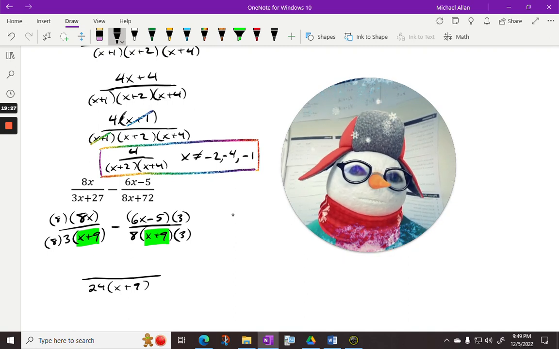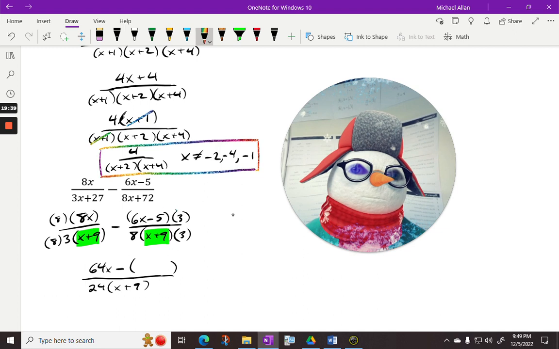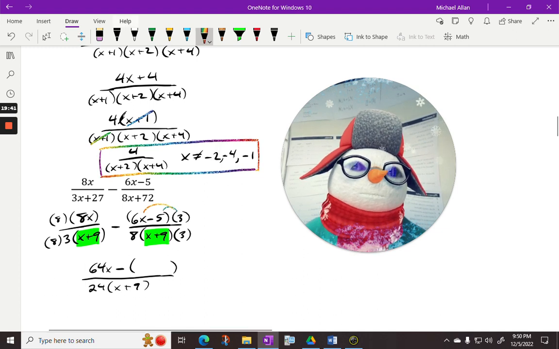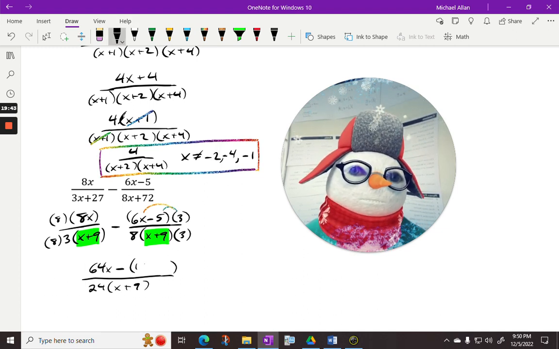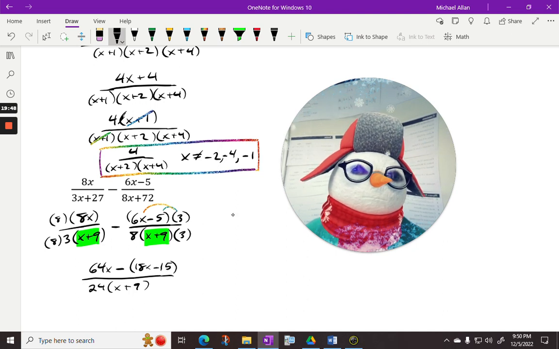At the top here, we got 8 times 8 is 64, so 64x. And here I'm going to times that 3 in. I've got this bracket here, so I'm going to worry about this bracket in a second. So I'm just going to times the 3 in. I'll leave the negative there. That gives us 18x minus 15. Seems right.